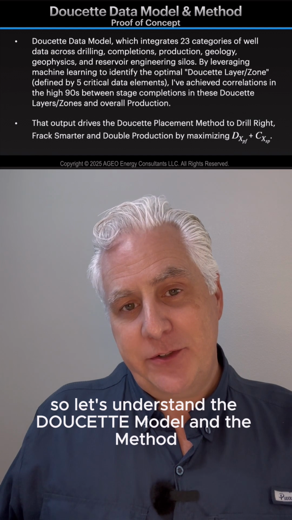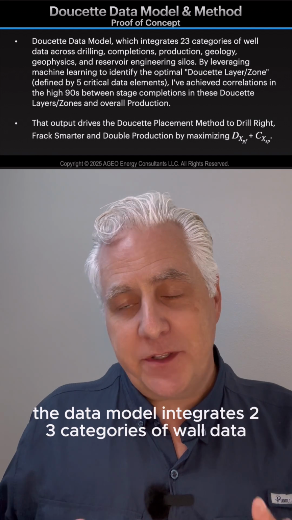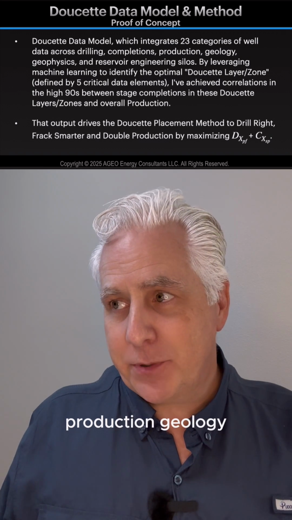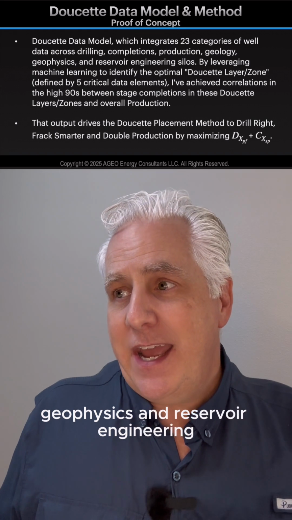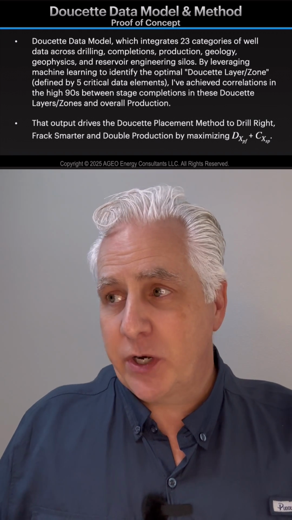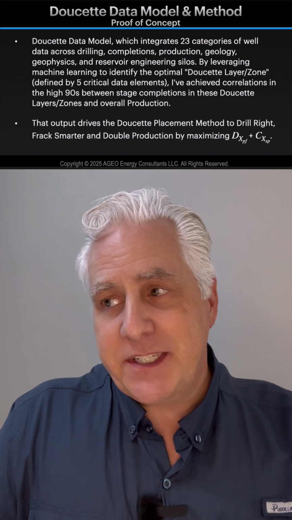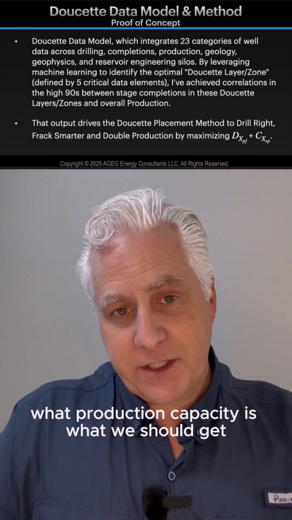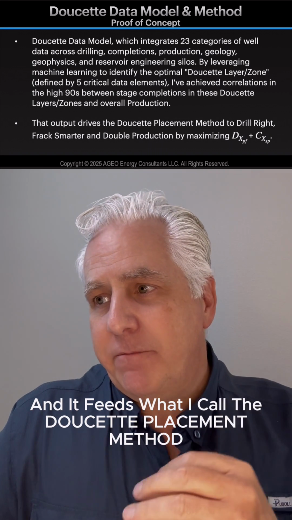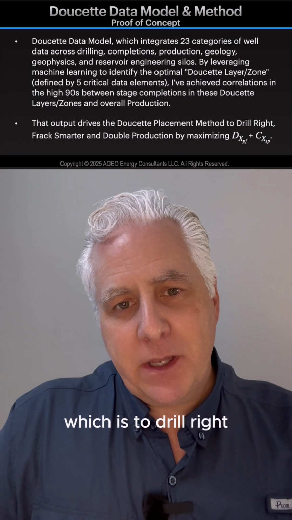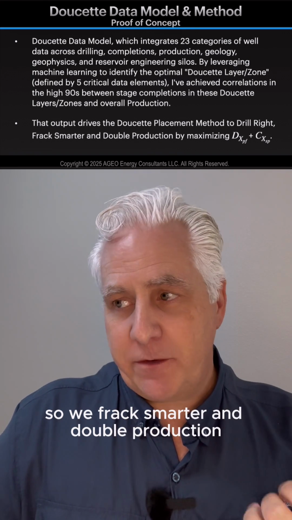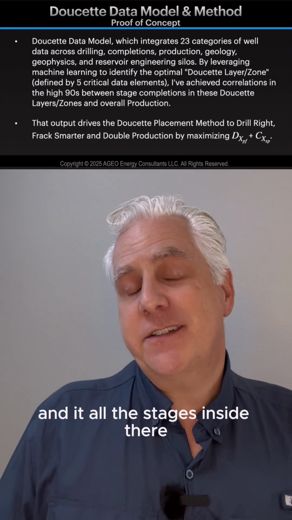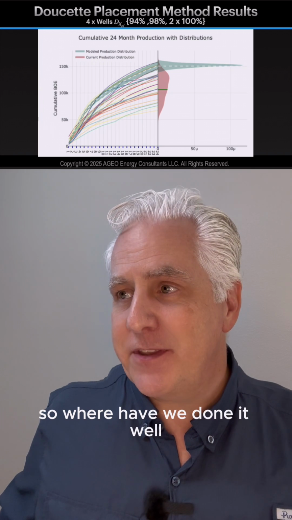So let's understand the Doucette model and the method. Remember, the data model integrates 23 categories of well data across drilling, completions, production, geology, geophysics, and reservoir engineering. All of those silos, we bring it all together, and we use machine learning to identify the layers. Then what we learn from that is what the production capacity is, what we should get, and it feeds what I call the Doucette placement method, which is to drill right so we frack smarter and double production, because we increase the placement factor, which increases the stage factor in all the stages inside there.